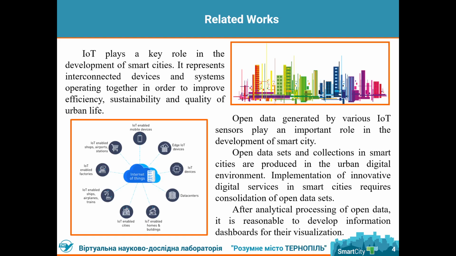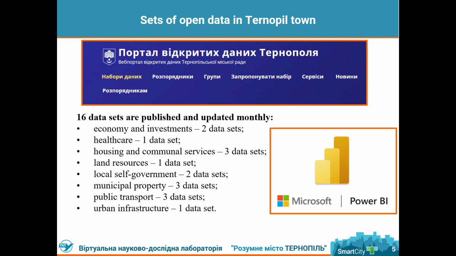The next slide shows the sets of open data in Ternopil town. We will develop information and technological tools for consolidation and analytical processing of open data for smart city services and facilities. At the moment, due to the martial law, open access to data is significantly limited in Ukraine. However, certain data sets that do not disclose critical information are published. In particular, there are a number of groups of open data sets on Ternopil Open Data Portal. 16 data sets are published and updated monthly.